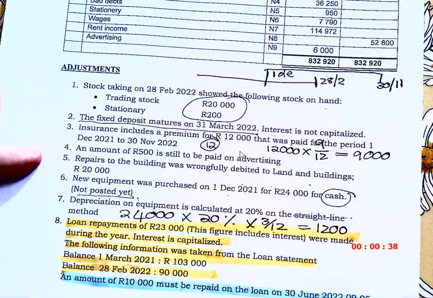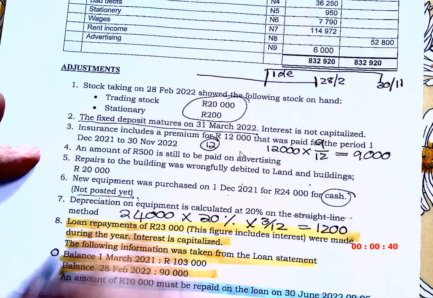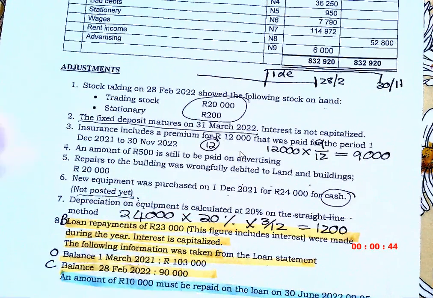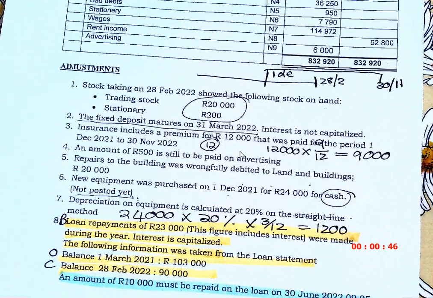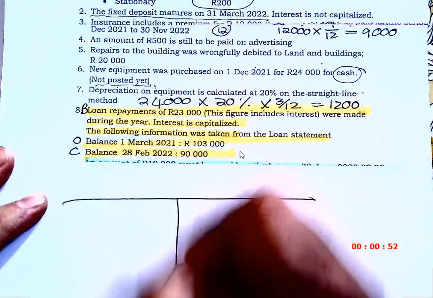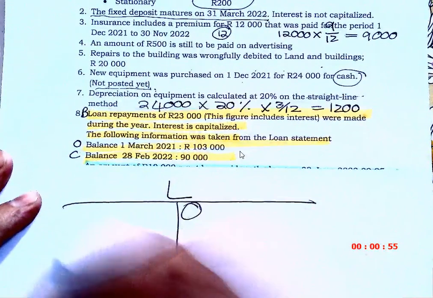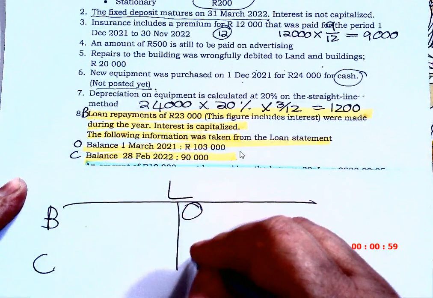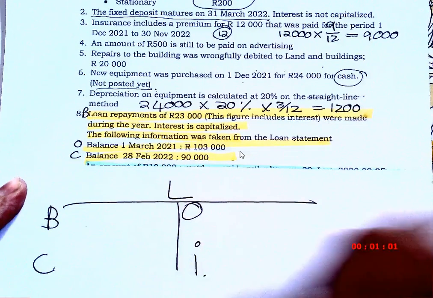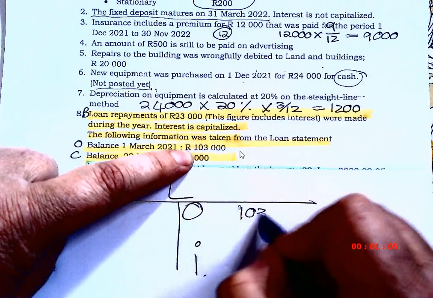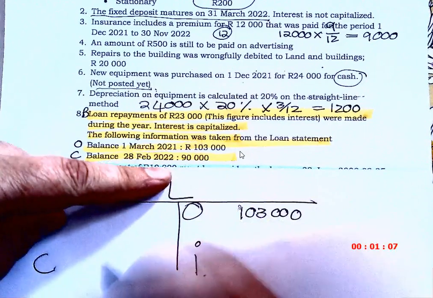Can you see they give me the opening, they give me the bank, and they give me the closing. So I can now go and calculate the interest. So I say, I have a T account for loan with an opening and a closing and a bank and interest on loan, right? So the opening is 103, the closing is 90.